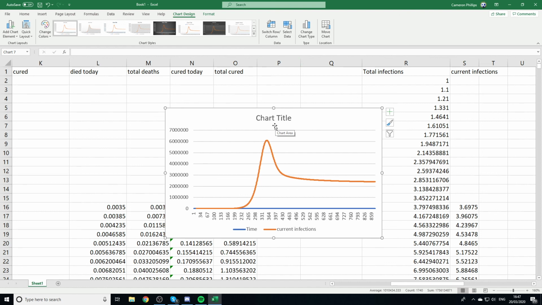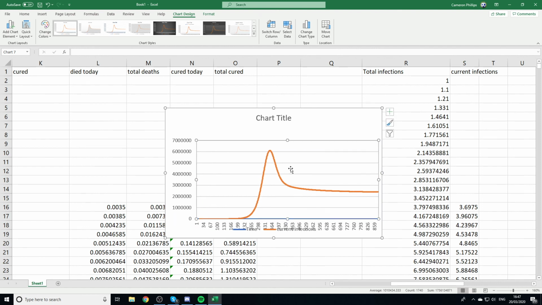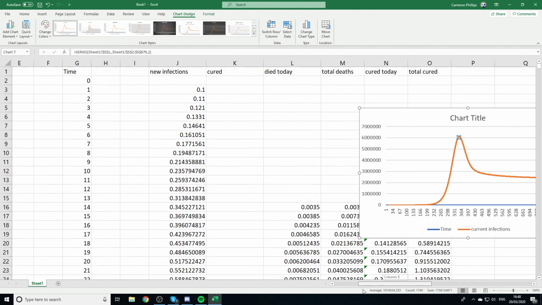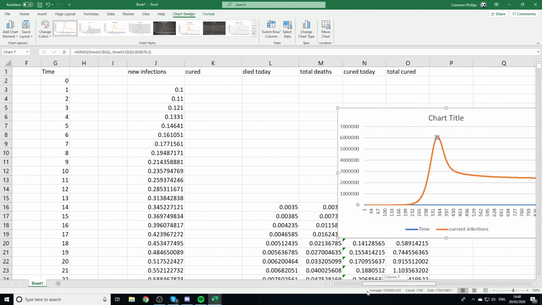I don't know what's happened at the end of this graph. It's clearly an error, and I've not got it right, because it should go down in a bell curve, but it doesn't. I'm not quite sure why. There's clearly an error somewhere, but you see the start and the dying off. 600,000 at its peak. And that's with an infection rate of 0.1.